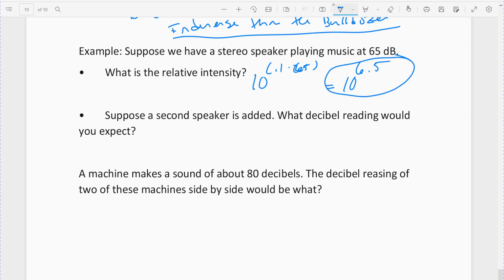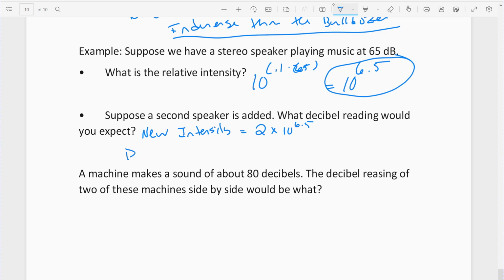And so how you can look at that is, the new intensity is 2 times one of them. So it'd be 2 times 10 raised to the 6.5. That would be the new intensity. You can also use the 1.26, which would work as well.